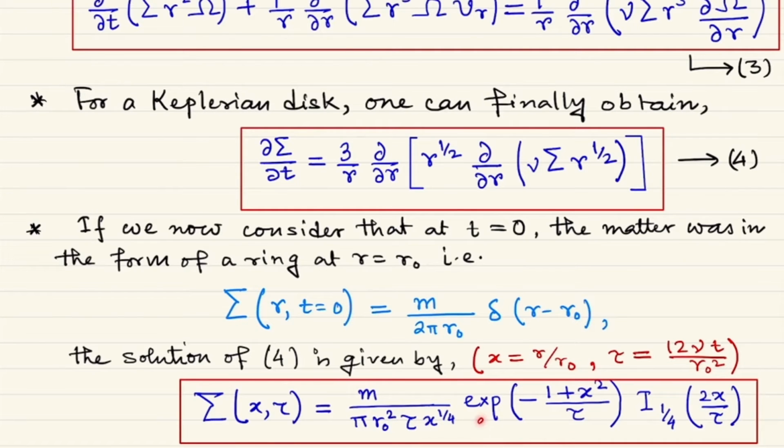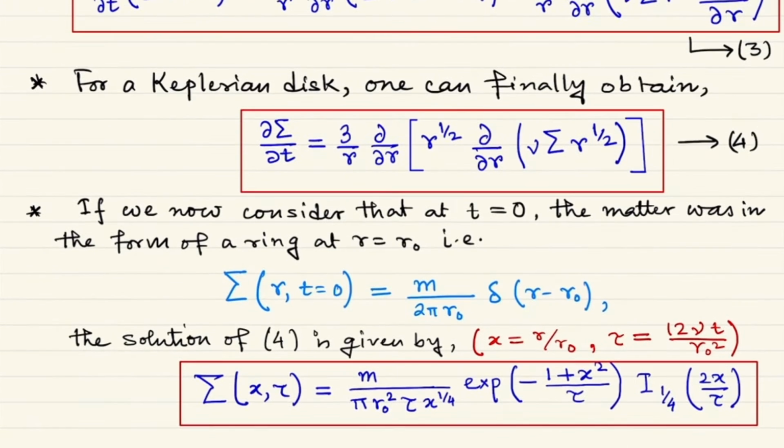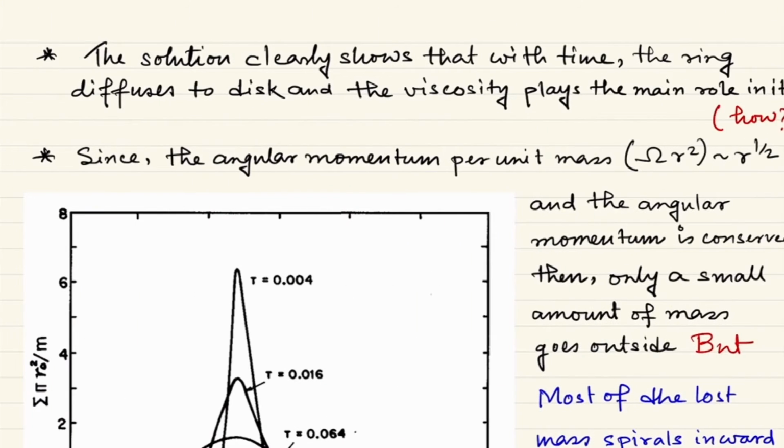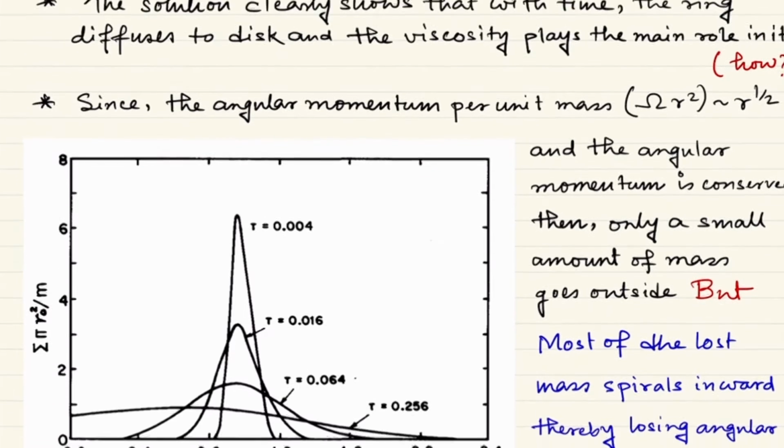So what is this type of equation? It's an exponential type of equation, which is minus 1 plus x square by tau, and it is multiplied by a modified Bessel function. So once again, don't get horrified by this mathematical mumbo jumbo. On the other hand, try to understand what it gives qualitatively. Because if you don't know how to calculate analytically, you can always calculate this type of equation numerically. Okay. So this solution clearly shows something very interesting, and that's why we are very happy.